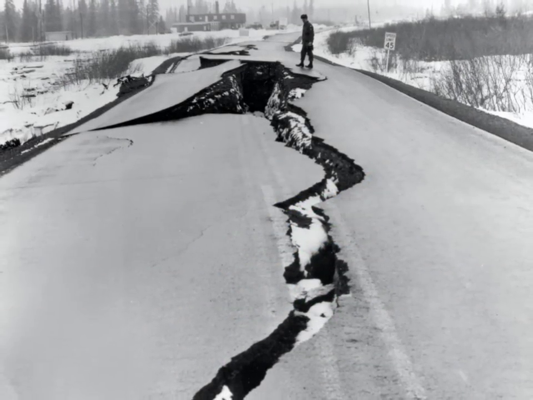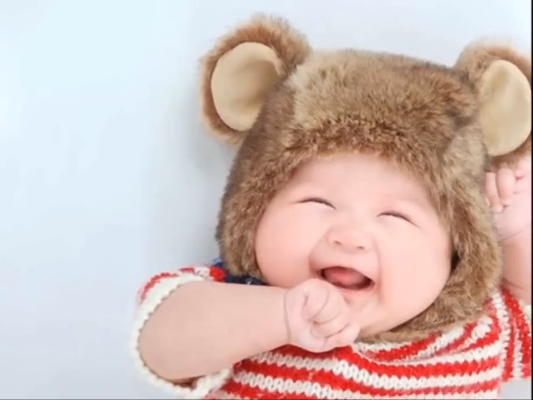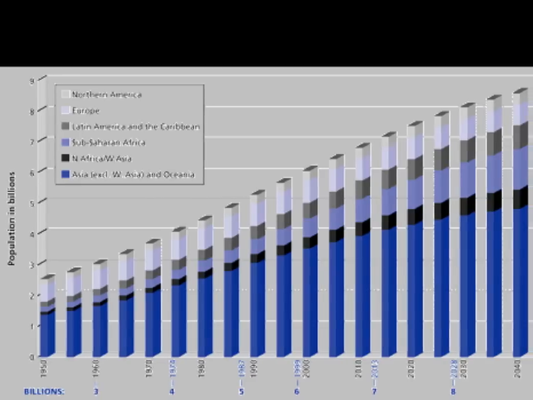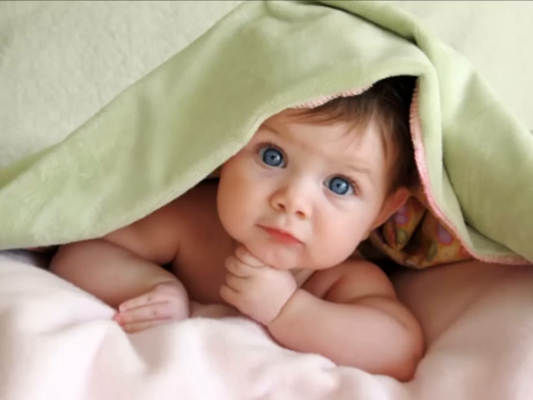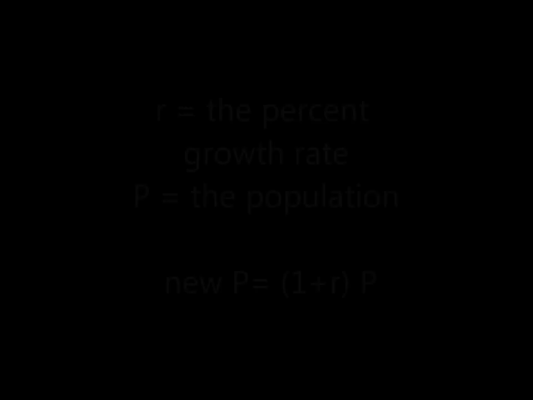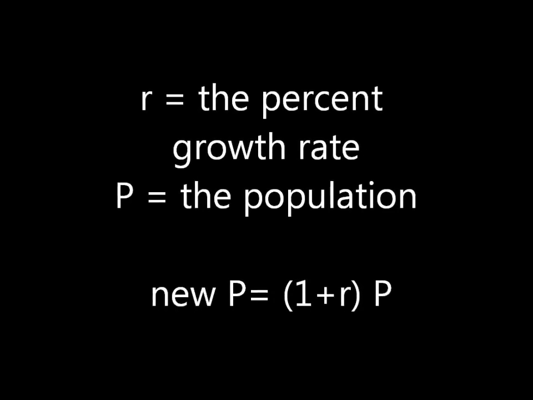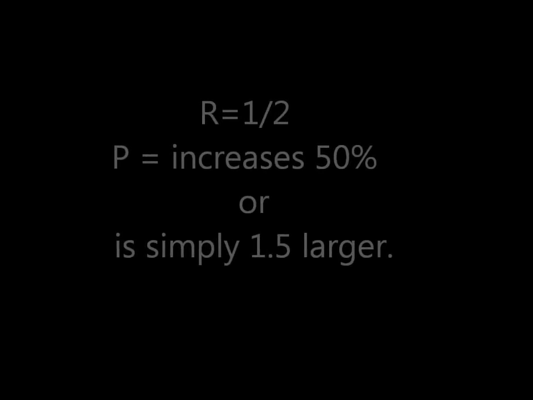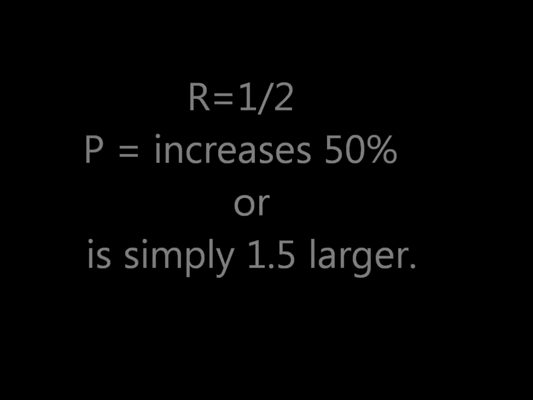Fractals are not only beneficial in saving human lives and preventing major casualties due to Mother Nature, they are also present in our reproductive rate and capacity. Fractal geometry makes it possible and relatively easy to estimate population growth. The population increases a certain amount over time depending on the growth rate. Mathematically, if we make r the percent growth rate and p the population, the formula will come out to be p = (1 + r) * p. For example, when r equals 1/2, p increases 50%, or is simply 1.5 times larger.